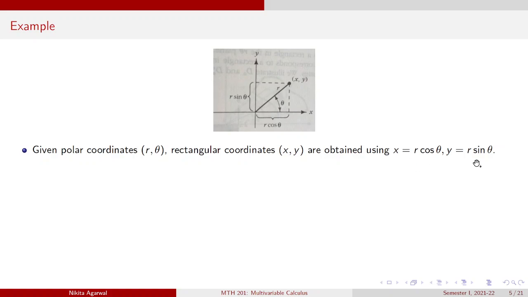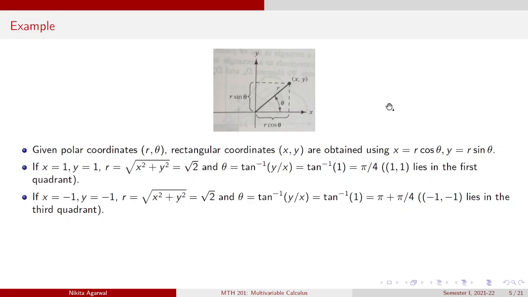So if you square both equations and add, you get x square plus y square equal to r square, right? And what is theta? You divide one equation by the other, you get tan theta is equal to y by x. So theta is tan inverse y by x. That also follows from this picture.